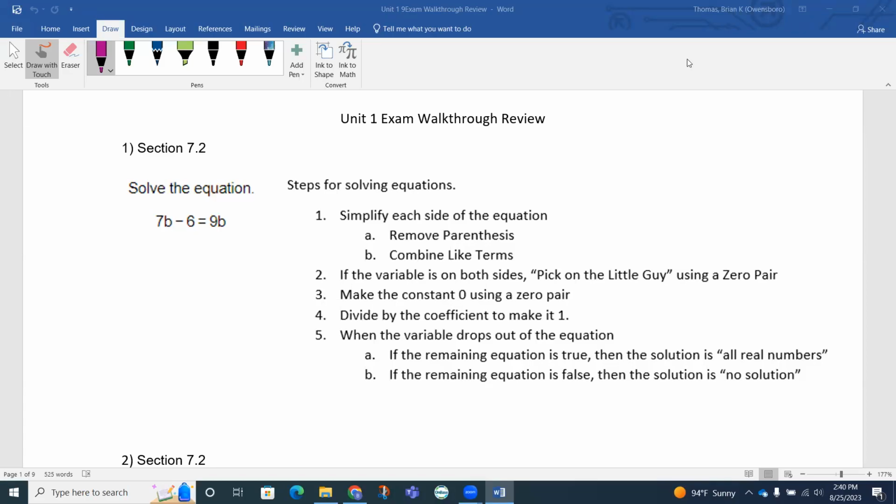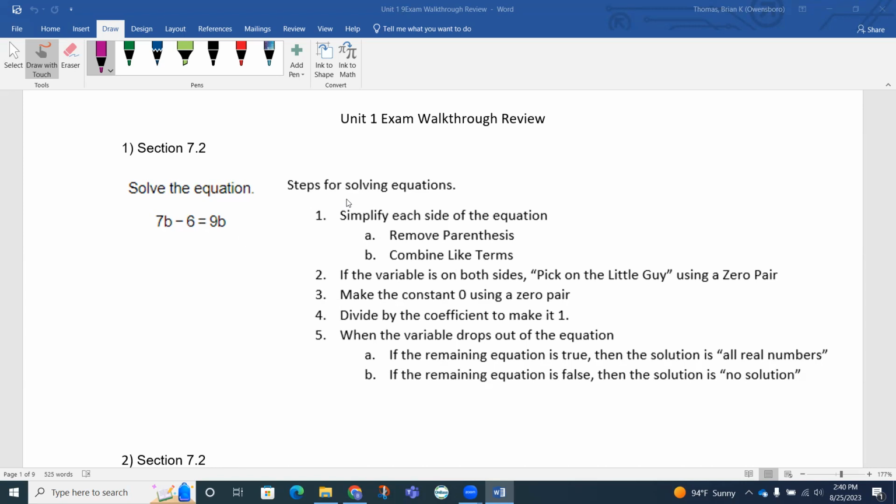So this reviews the first exam for Math 126. It's going to start with equations. The first section will be section 7.2. The first question we're seeing is: solve the equation 7b minus 6 is equal to 9b.